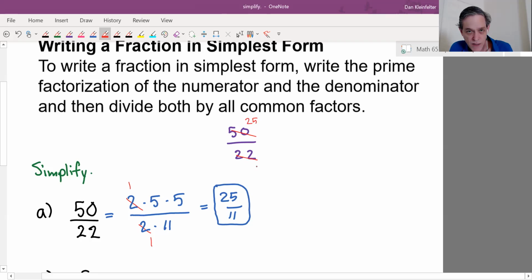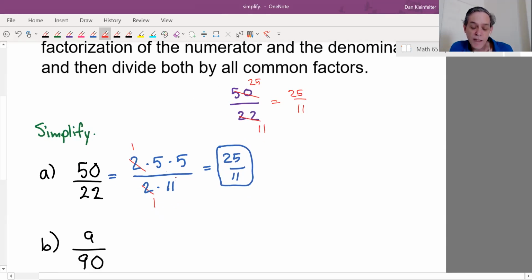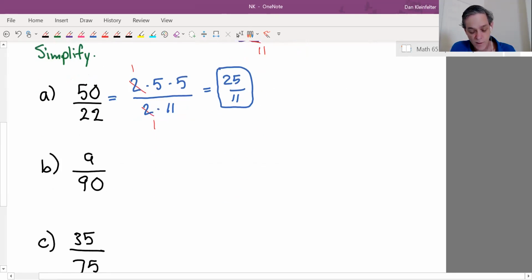22 divided by 2 is 11. This gives us 25 over 11. A lot of books that you'll see will recommend forming that prime factorization and then dividing out or canceling out those common factors. If you don't need to do it to get the division done in your head, then you're welcome to not form the prime factorization, just start dividing common factors.